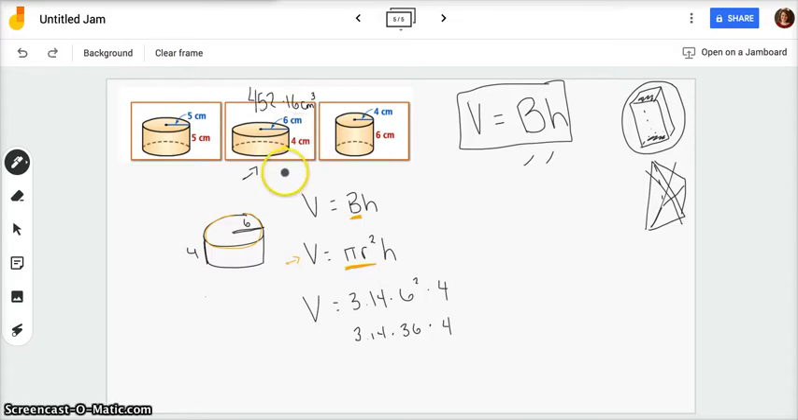Okay, that's a very sloppy square. I'll undo that. Let's go ahead and find the volume of this one and practice again. So we have 4 centimeters as our radius and a height of 6.